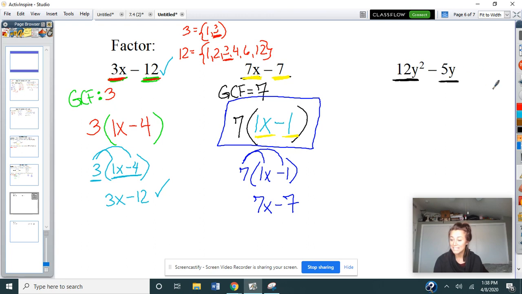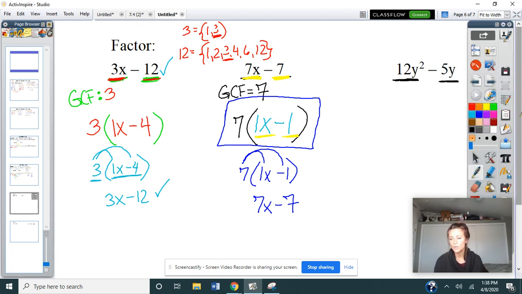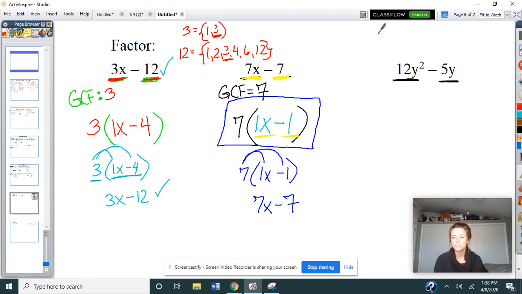So you might say nothing. You might say 1. The only factor that goes into 12 and 5 is 1. And you don't even have to pull out the GCF of 1 if it's only 1. But I'm going to put 1 so as not to confuse you yet. So we know the GCF for this one, the only factor that goes into both 12 and 5 is 1.